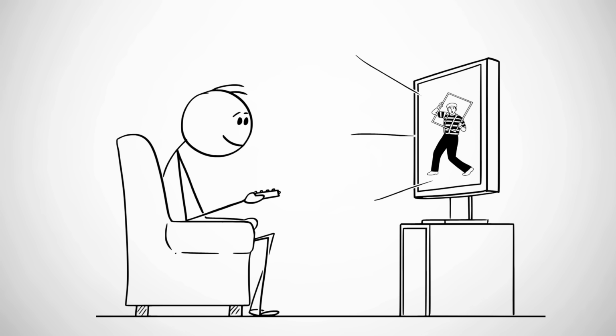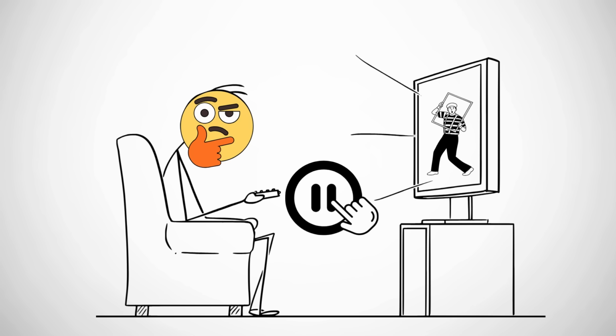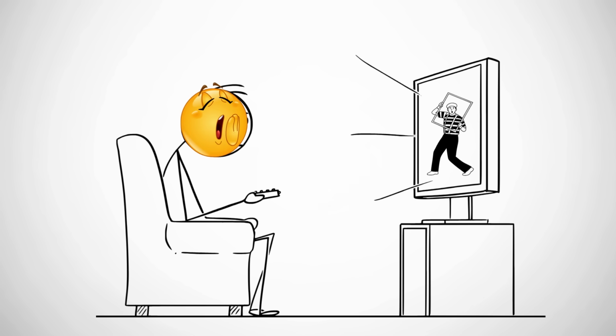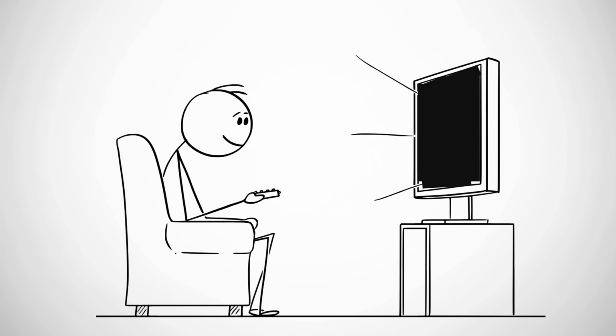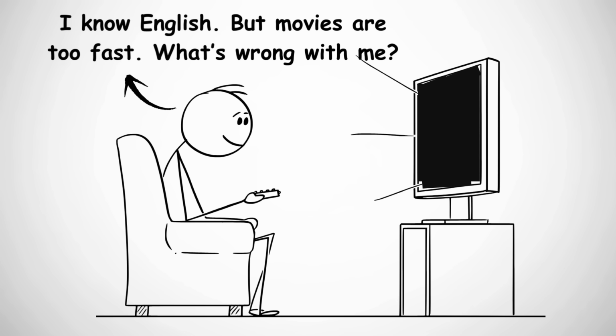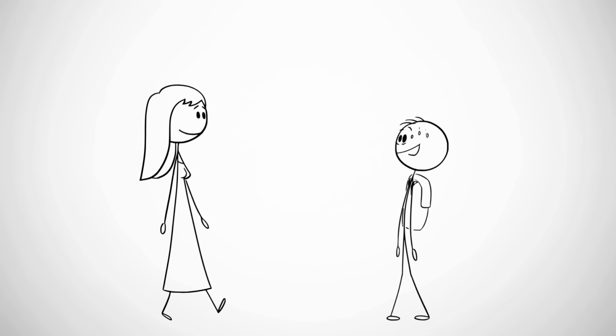He tried to keep watching, but he didn't understand what they were saying. He kept pausing the movie. He tried to guess the meaning, but it was too hard. After 20 minutes, Jake felt tired and sad. He turned off the TV and said, "Why can't I understand English movies without subtitles? I know English, but movies are too fast. What's wrong with me?"